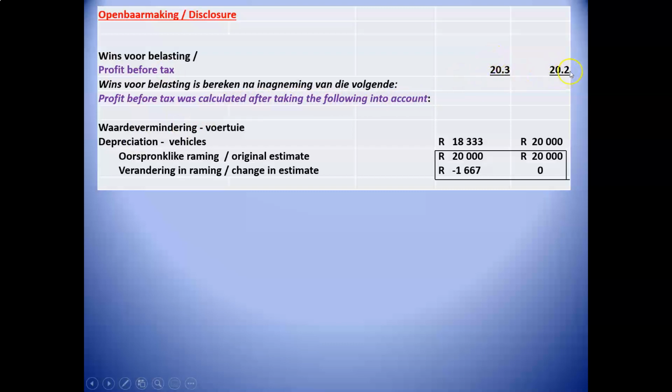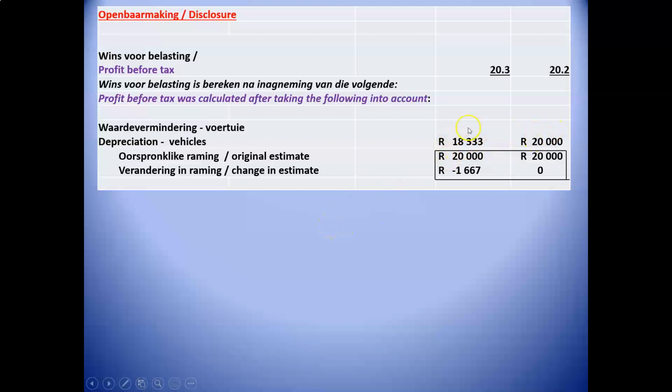Very important, you have to have comparative figures. If you don't, you will lose here at least 2 marks. You have to have comparative figures. Depreciation vehicles. Last year, how much did I write off? 20,000 Rand. Now, under that depreciation, we have to break it down into 2 batches. The one is the original estimate, which was last year 20,000, and if we did continue with the old method, it would have been 20,000 in this year as well. Then we want to see the change in estimate to arrive at our actual depreciation charge for the year.